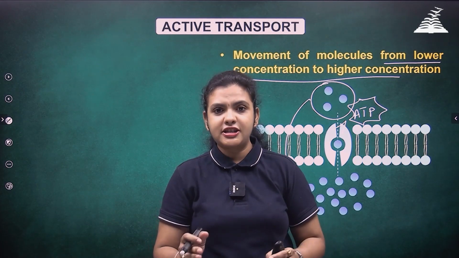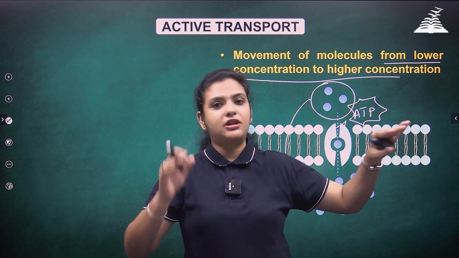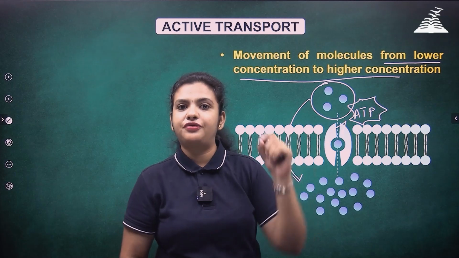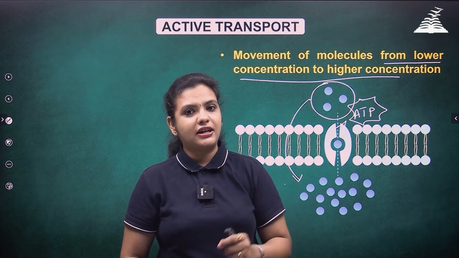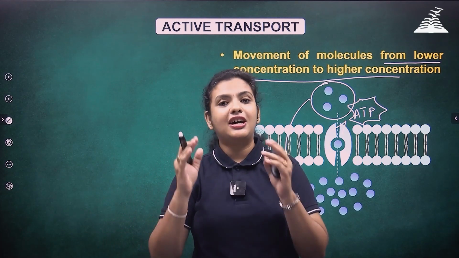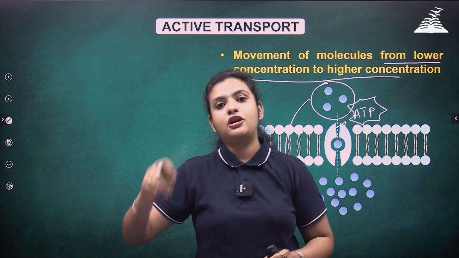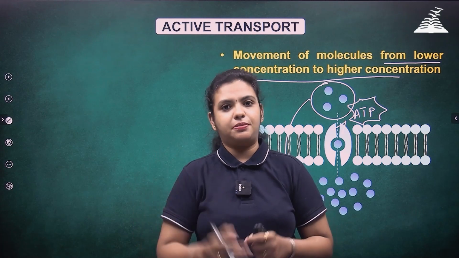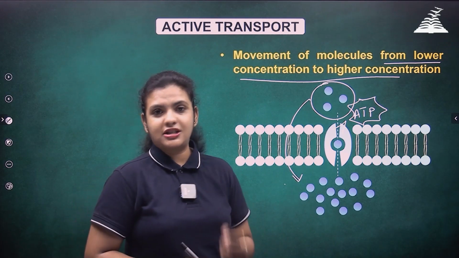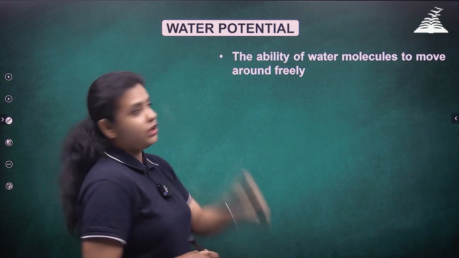Passive transport is from higher concentration to lower concentration. There are 2 mechanisms, diffusion and facilitated diffusion. Active transport is from lower concentration to higher concentration, against the concentration gradient. So we require ATP. The next concept that we are going to talk about in this chapter is water potential.